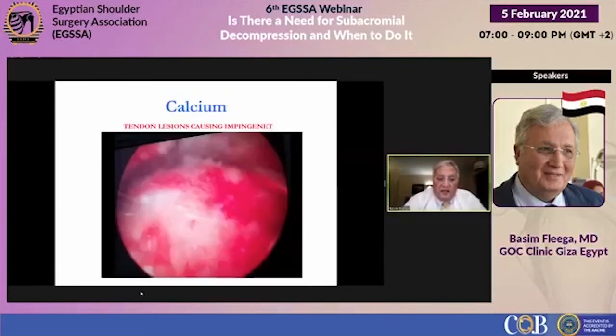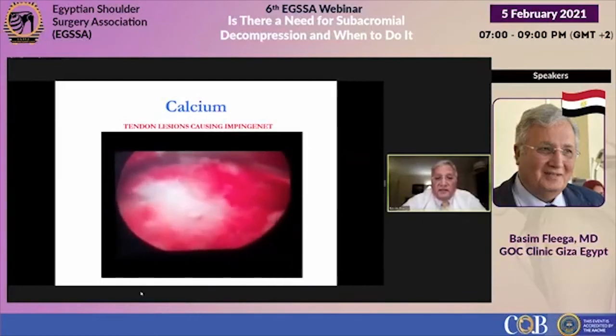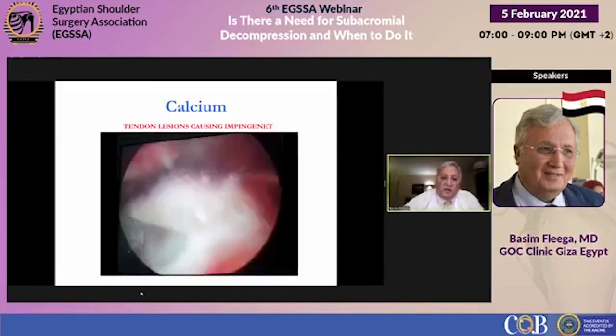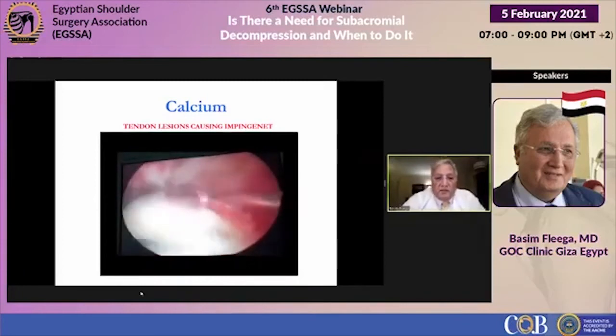Calcium and even thickening of the supraspinatus tendon can lead to narrowing of the subacromial space. As we see here, the tendon is bulged superiorly, causing an inferior narrowing of the subacromial space. Here we have to remove the calcium and clean it completely from the tendon.